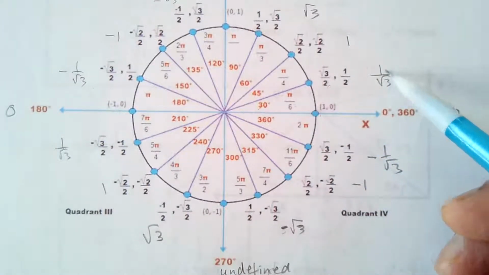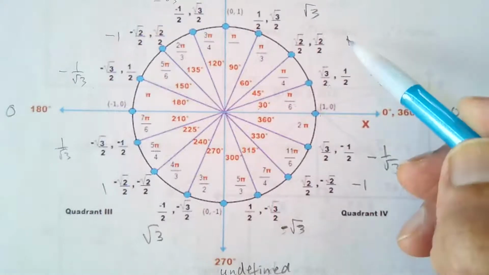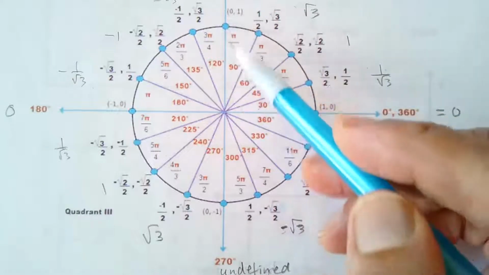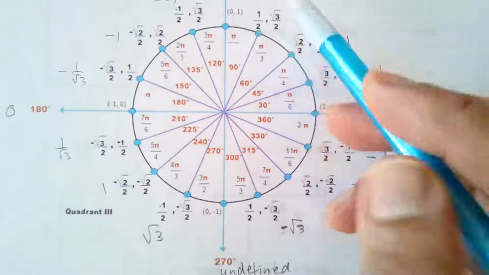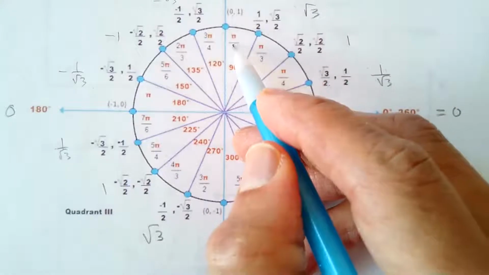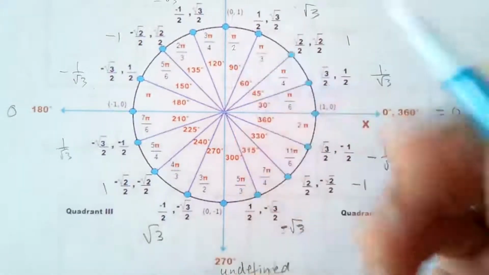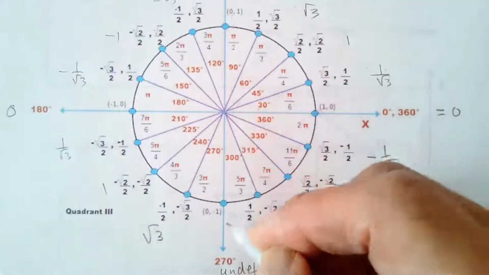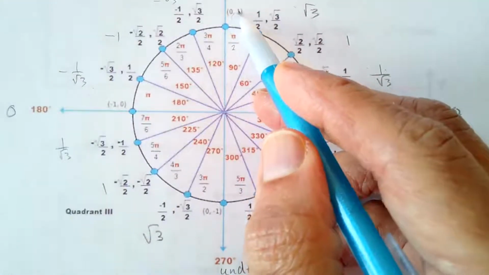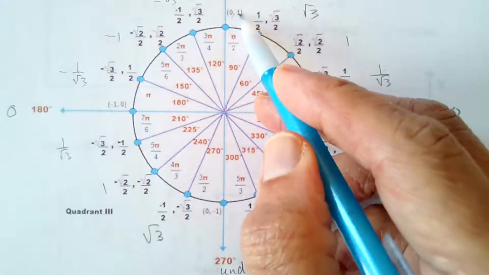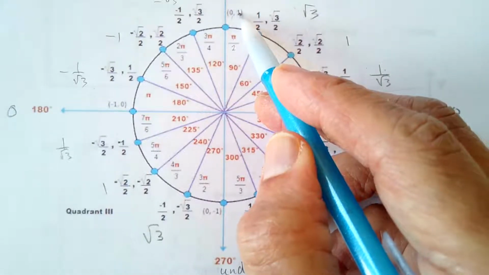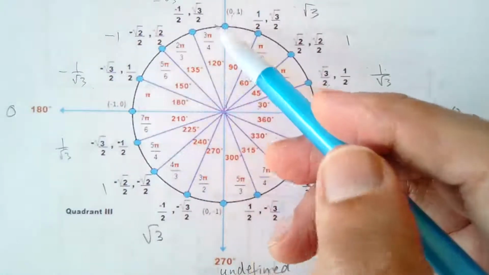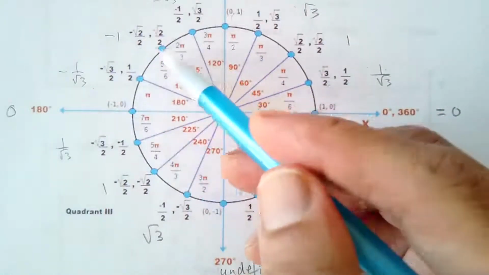The tangent is 1 over root 3. For 90 degrees, or pi over 2, the sine of pi over 2 is 1, and cos of pi over 2 is 0. Now, the process repeats. The ratio repeats, except the sign will change.